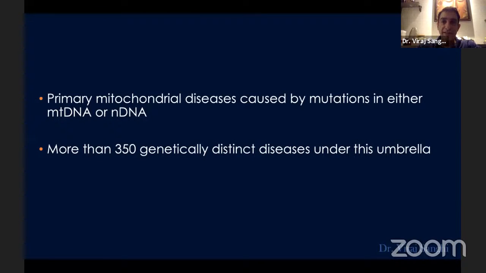Now, primary mitochondrial diseases can be caused by mutations either in the mitochondrial DNA or the nuclear DNA. And that's what we spoke about in the previous slide, that out of the 1,500 proteins within the mitochondria for mitochondrial metabolism, only 37 are controlled by mitochondrial DNA. The remaining protein function within the mitochondria is controlled by nuclear DNA. And therefore, mutations even in this nuclear DNA can cause mitochondrial diseases. And so far, approximately 350 genetically distinct diseases or genetic mutations have been identified to produce mitochondrial disorders.